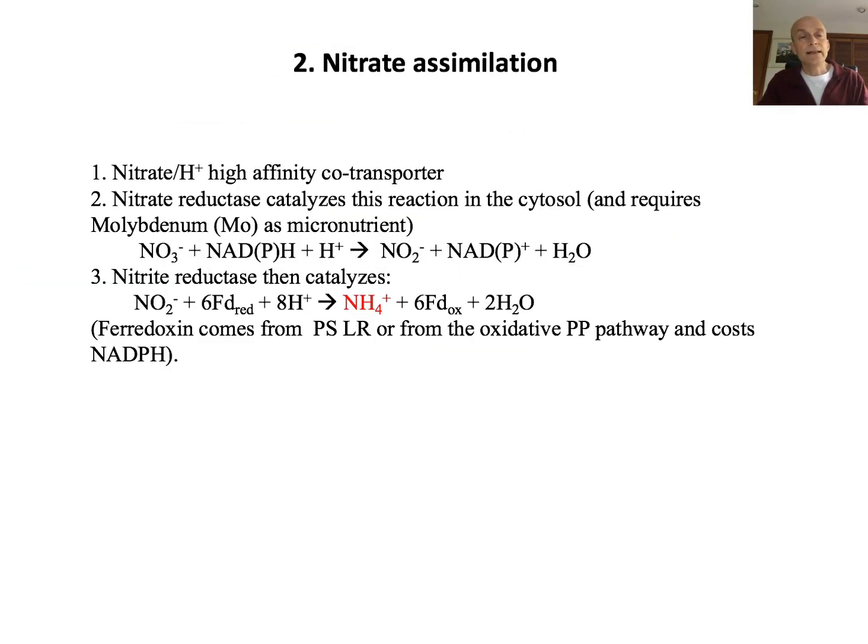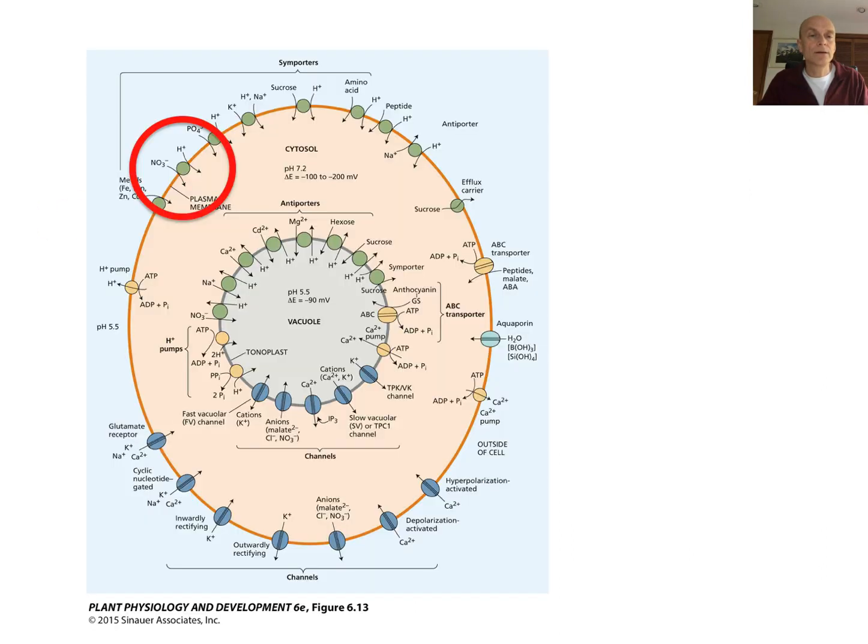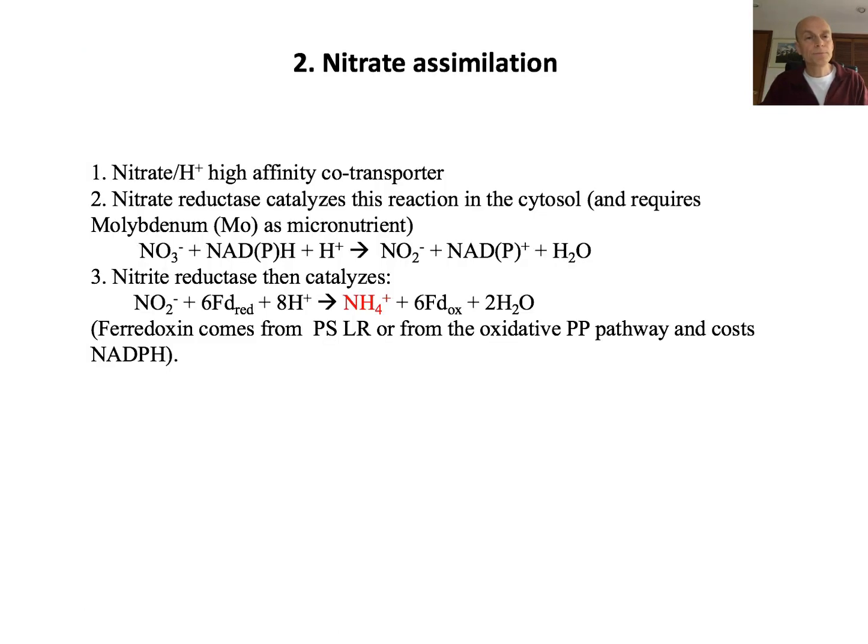All right, let's take a look at nitrate assimilation. So for nitrate assimilation, there's a specific nitrate hydrogen high affinity cotransporter. And if we go back to this figure, which you've seen before from your book, you see that it's right here. Right? So here's your nitrate hydrogen cotransporter. This is not an antiporter, this is a symporter.